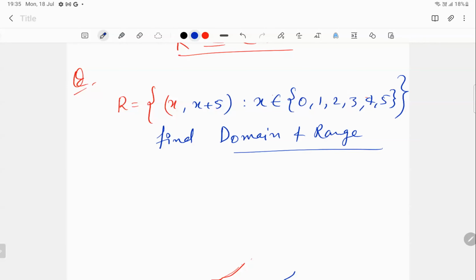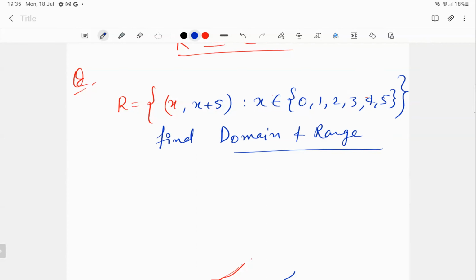You can do that, right? First, write the relation. This is in set builder form. You have to write it in tabular form, that means list form or roster form. You have to write it down first.